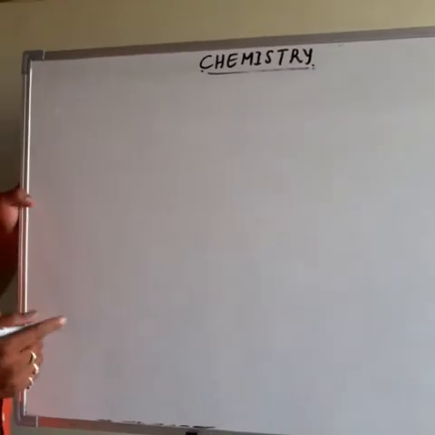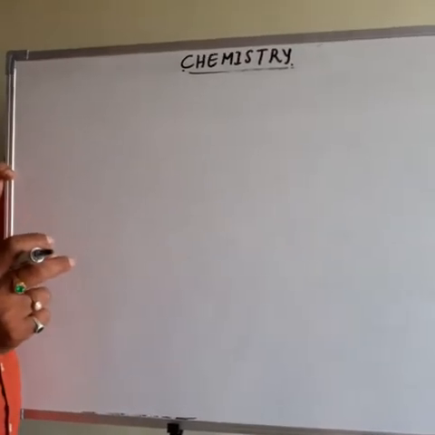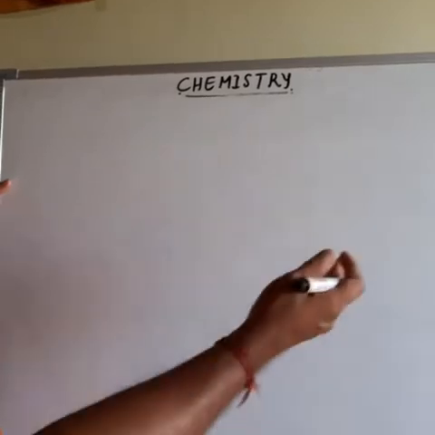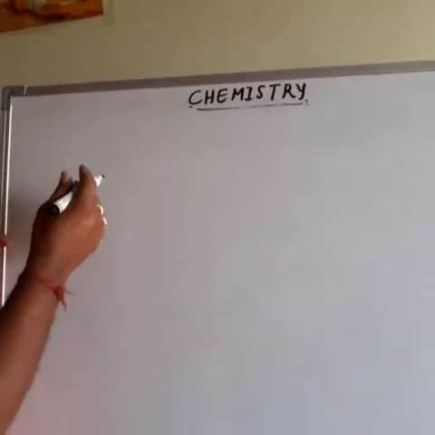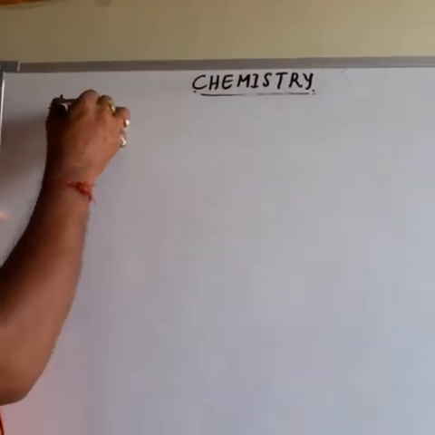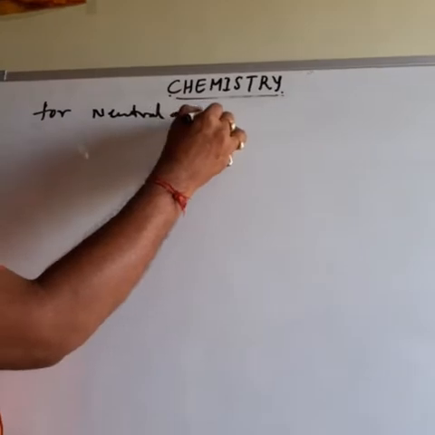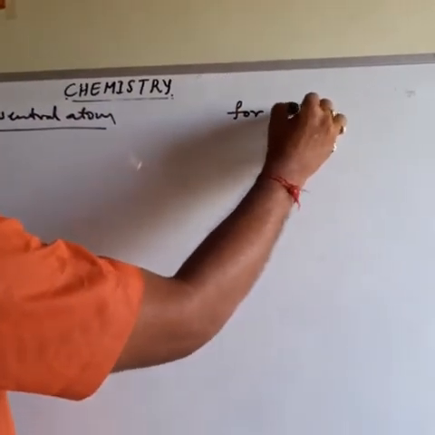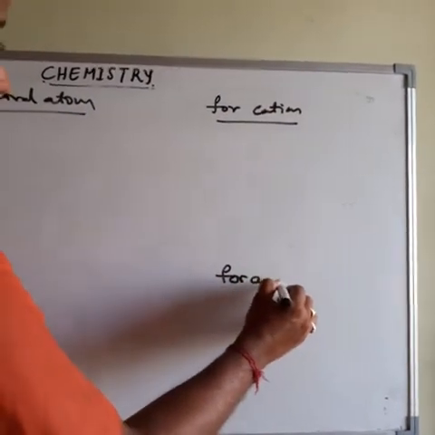Next, just now I told how many electrons, protons and neutrons are present in the neutral atom. I gave the examples of carbon and sodium. So once again, this is for neutral atoms. Next one is for cations, and for anions.